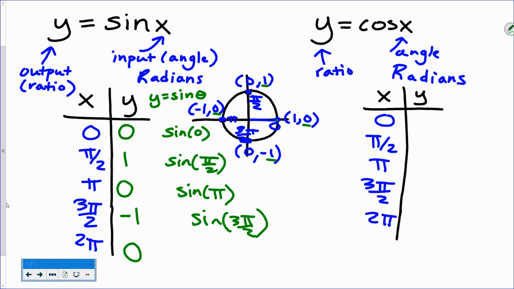If we look at cosine, cosine's very similar. It's going to have the same numbers, but in a different order. If I'm finding cosine of 0 radians, I'm looking at the x value. So that's 1. I'm looking at the x value. So 0. The x value, negative 1. The x value, 0. And the x value again.